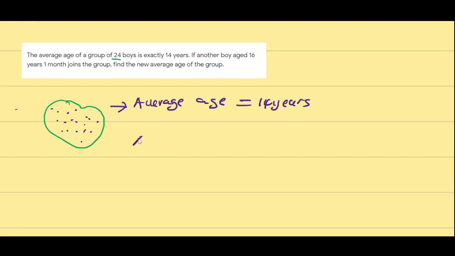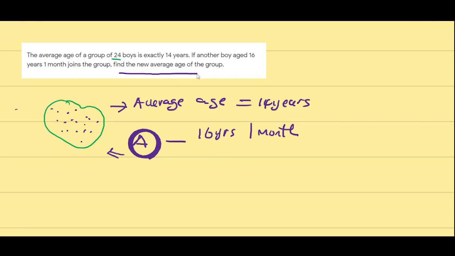And then another boy is 16 years and 1 month old. Let the boy be A. So Mr. A, his age is 16 years and 1 month old. And the boy joins the group. So they want to introduce him to this group. And we have to find the new average age of the group. As he has joined the group, unless he's 0 years old, which is not true, the average age of this group has to change. Because even if he's 1 month old or even 3 weeks old, the average age of the group must change because we have added a new number.